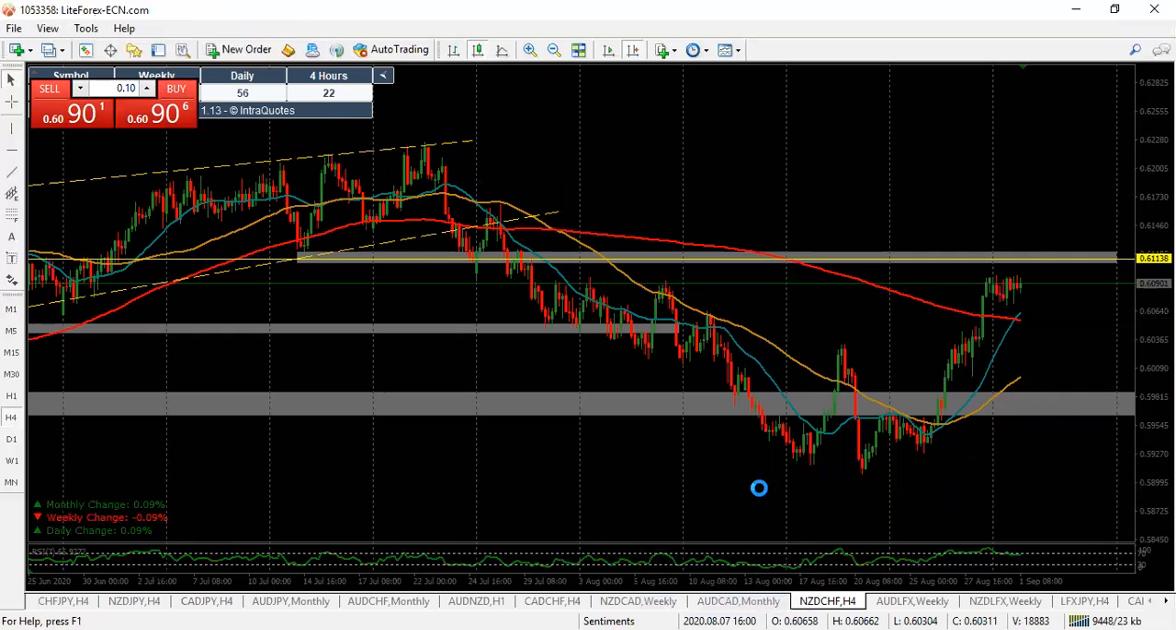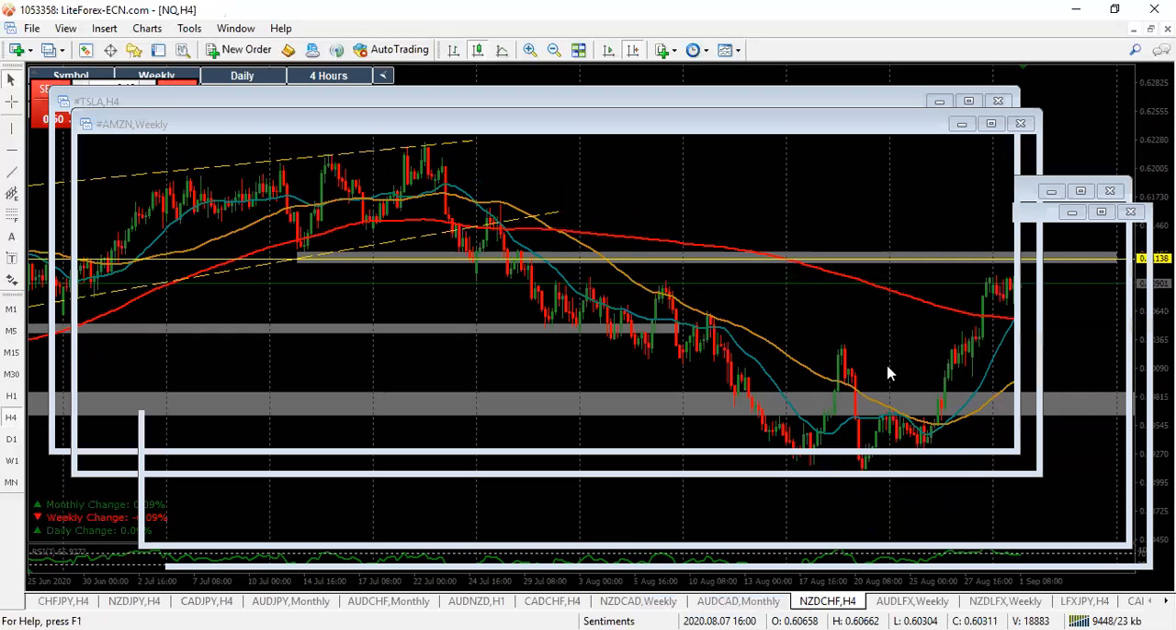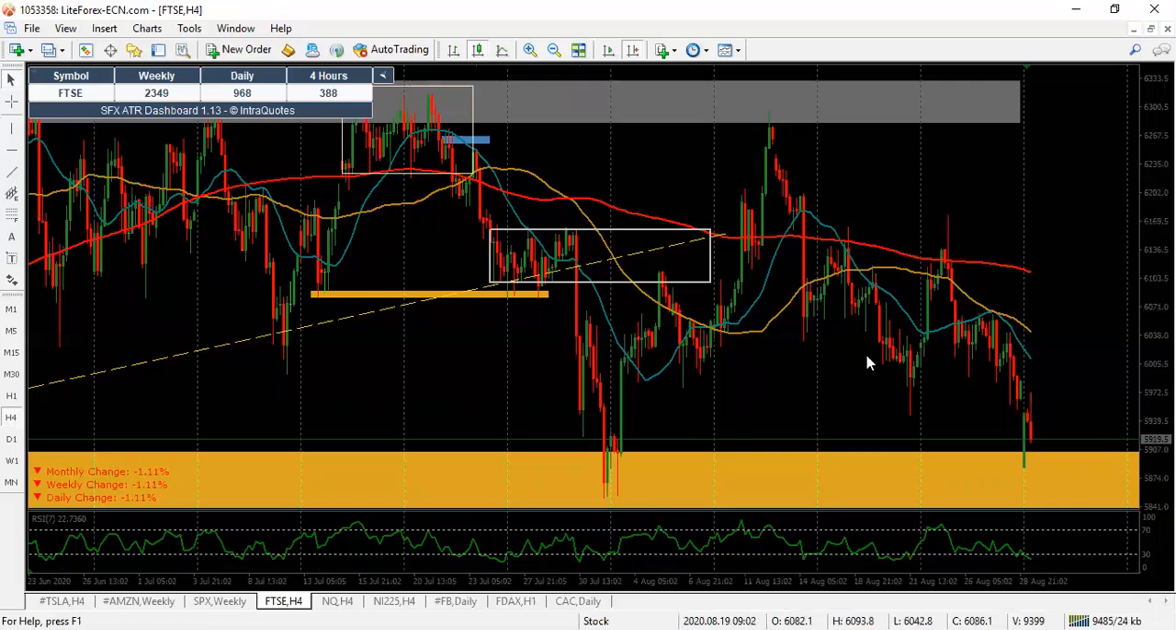Actually, trading doesn't just involve marking up charts and putting up lines on your chart. It involves you actually knowing what to look for. And when you know what to look for on your chart, you'll definitely be in profit soon.